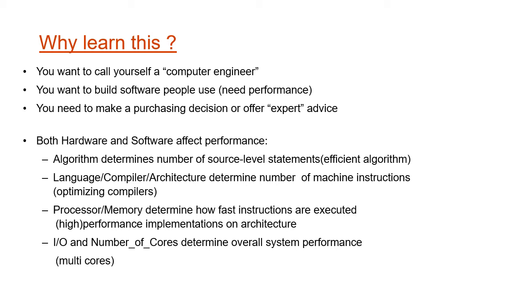That means if the hardware is able to execute an instruction, it will be a machine instruction. What is a machine instruction? Binary patterns of ones and zeros. The processor and memory determine how fast the processor is able to execute these machine instructions, at what speed or rate. Last but not least, the input output and the number of cores, that is, how many processor cores have been used for building the computing device. This determines the overall system performance.